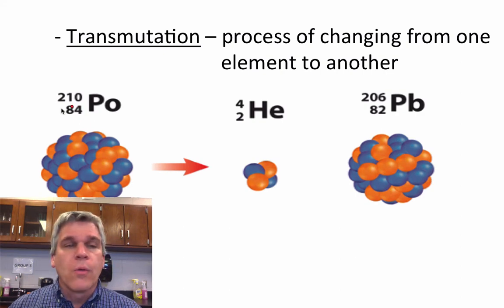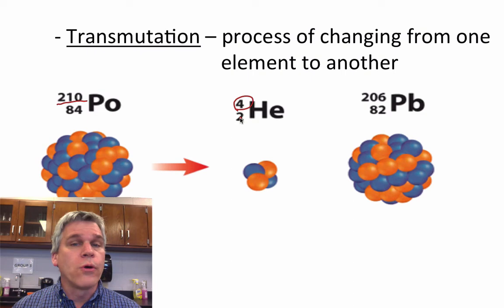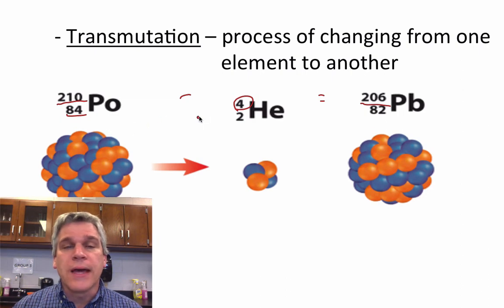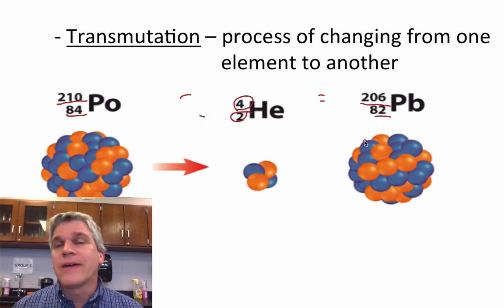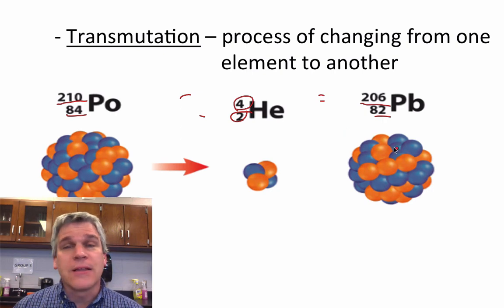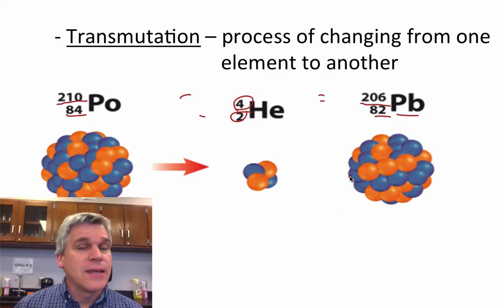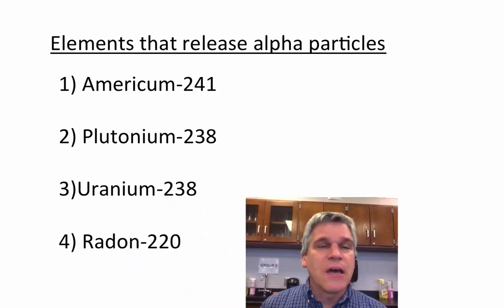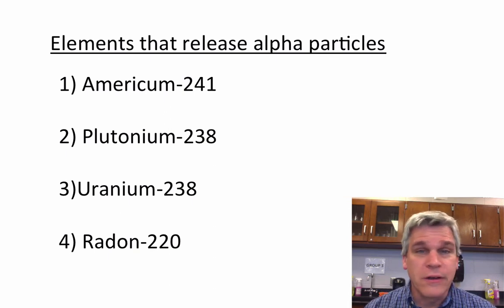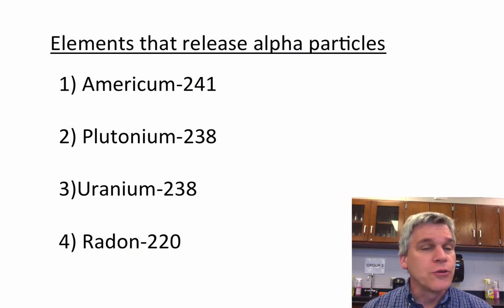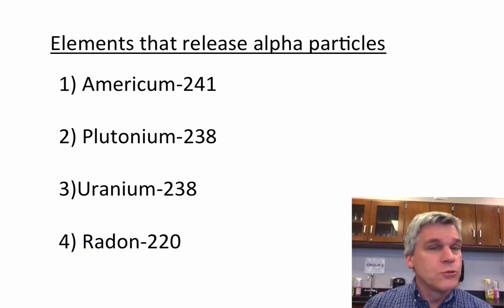Now how do we get this? Well, if we started off with 210 as the atomic mass and we just lost 4 atomic mass units, we now have a new mass of 206. So 210 minus 4 equals 206. We start off with 84 protons, we just lost 2 of them, so now we're down to 82. Remember, the number of protons tells us what element it is. On the periodic table, an atomic number of 82 is lead. So some elements that release alpha particles are americium-241 in our smoke detectors, plutonium-238, uranium-238, and radon-220.